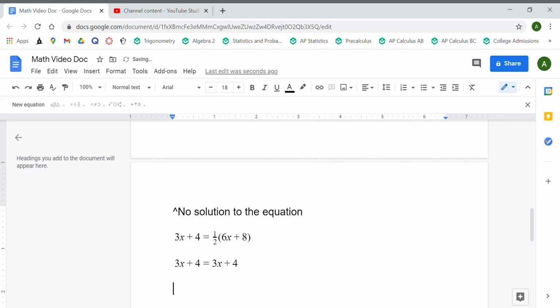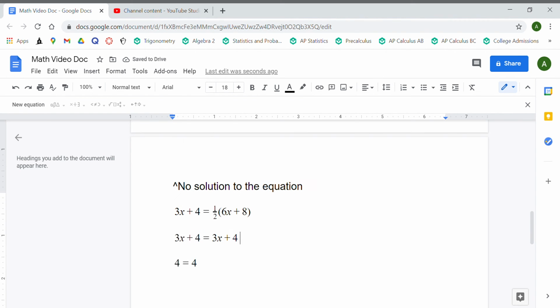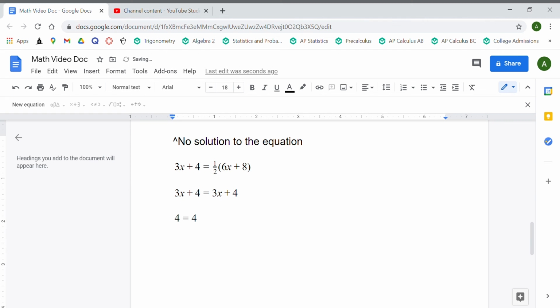Alright, let's subtract 3x from both sides and see what happens. Man, no more variables, but this statement is true. What just happened? Well, you got coefficients that are the same again, but notice that the constants are the same as well.